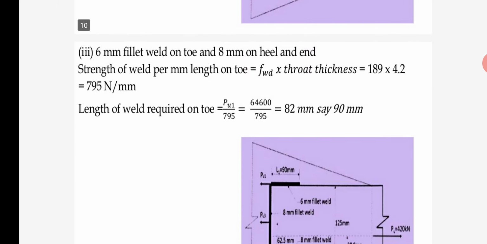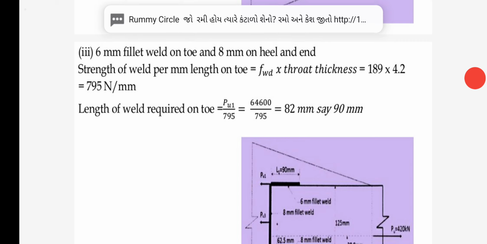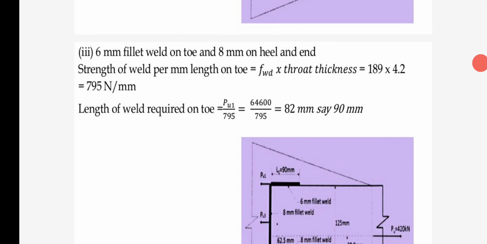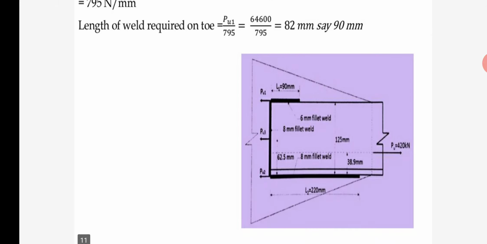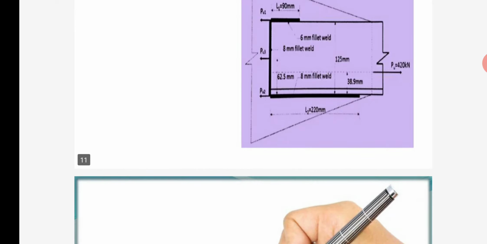Next we find the length of weld required on the toe. Again we calculate the strength of weld. Here the throat thickness changes, so the strength of weld is 795. In the same way, the length of weld required on the toe is PU1 divided by 795. PU1 is 64.6 kilonewton, so we calculate 82 mm, which means say 90 mm. Likewise we calculate the toe and heel lengths, and as already calculated, we provide 125 at the end.